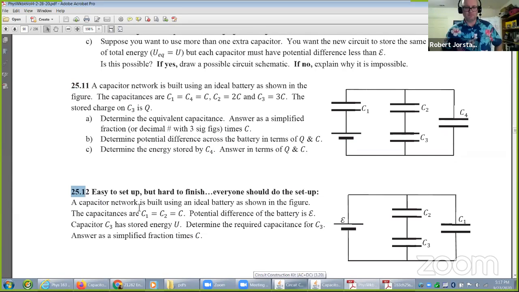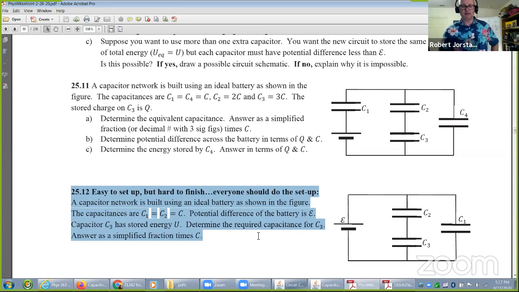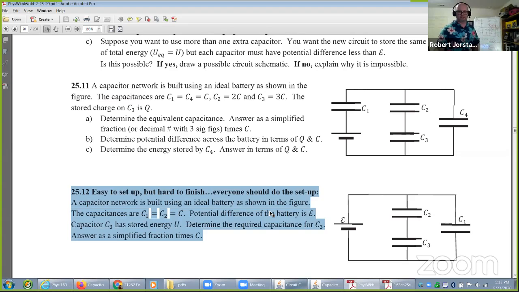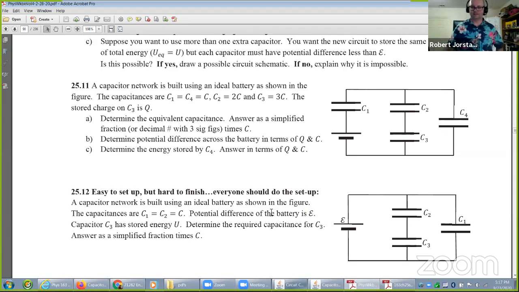So here's another variation, right? So definitely try setting this one. It looks easy, right? I don't know. Maybe it's not that hard to finish. So you should at least do the setup on that, but probably do it all the way through. It's a variation on what we just did. It's a little different, okay? Notice it gives you energy.